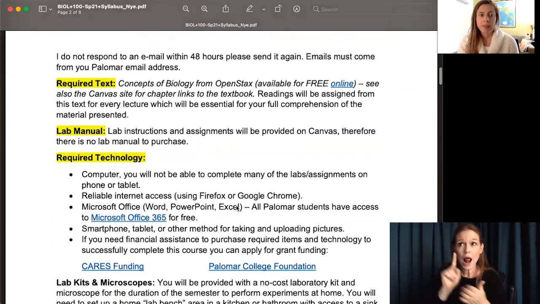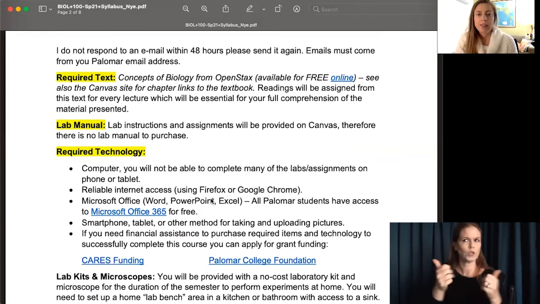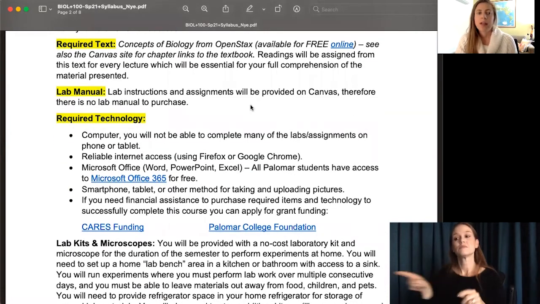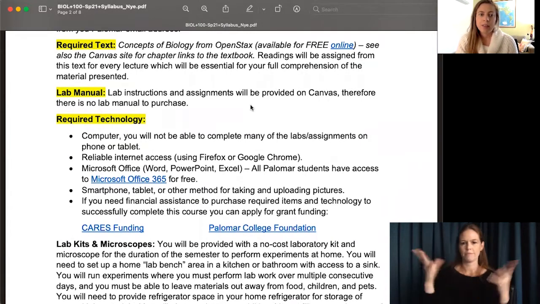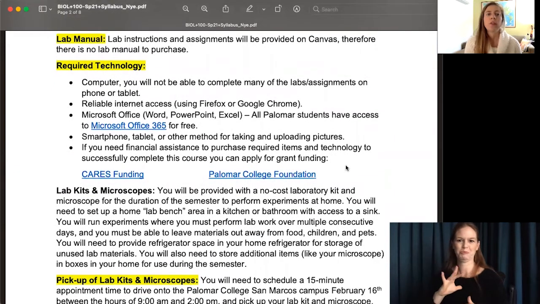Also on the syllabus, you should find information about the required textbook for the course. In college, students are required to purchase their own textbooks, so you definitely want to know what the textbook is. And luckily for this class, the textbook is available free online. He also includes information about a lab manual since this class has a lab included, and luckily that's also provided in the online setting. Also, he goes over the required technology for the course.